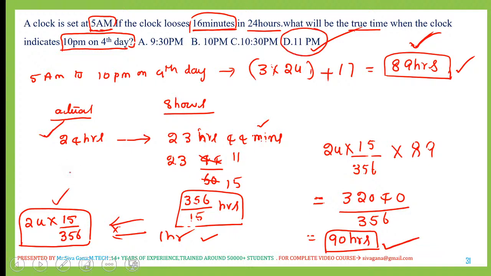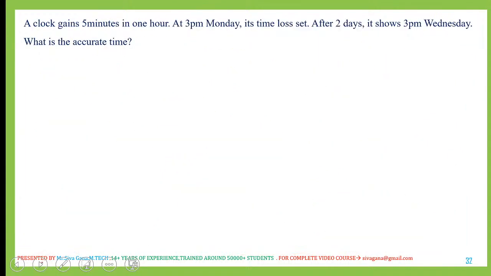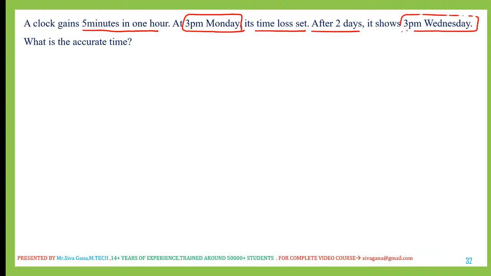The first question was about losing time, and this one is about gaining time. A clock gains 5 minutes in 1 hour. At 3 p.m. Monday, its time is set correctly. After 2 days, it shows 3 p.m. Wednesday. What is the accurate time?